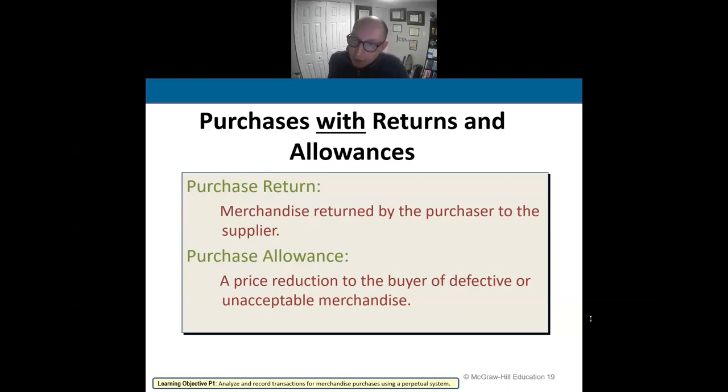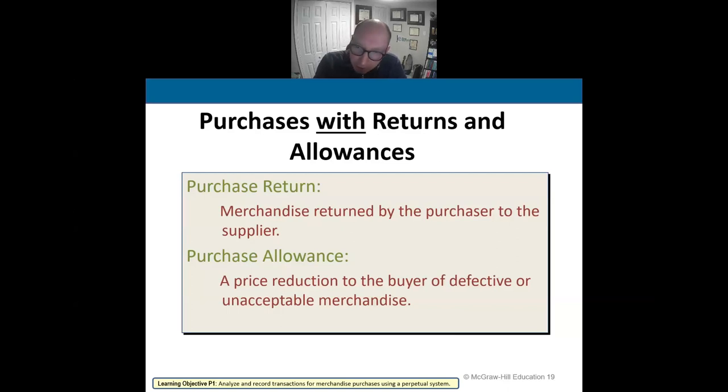So it's kind of like, let's say I go to Mike's store later tonight and I grab some cans of dog food and smash them on the ground and then go to Mike and say, hey, these are damaged. I want a discount. He'll give me what's called a purchase allowance. And what that is, it's a price reduction on the damaged cans of dog food. Yeah, very common.